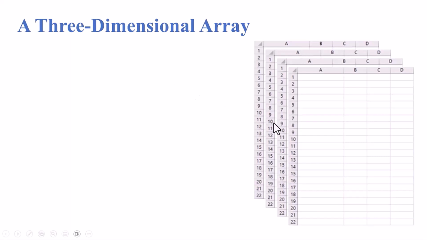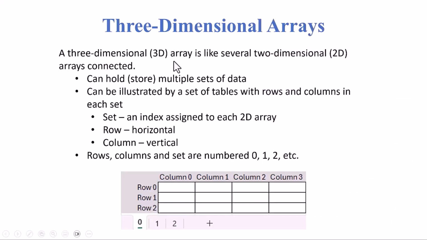And we do that by a three-dimensional array, which is nothing more than several two-dimensional arrays connected. They can hold or store multiple sets of data. They can be illustrated by a set of tables with rows and columns in each set. A set is an index assigned to each array. The row is horizontal, columns vertical, and the rows, columns, and sets are numbered 0, 1, and 2. And you can see this down the bottom.